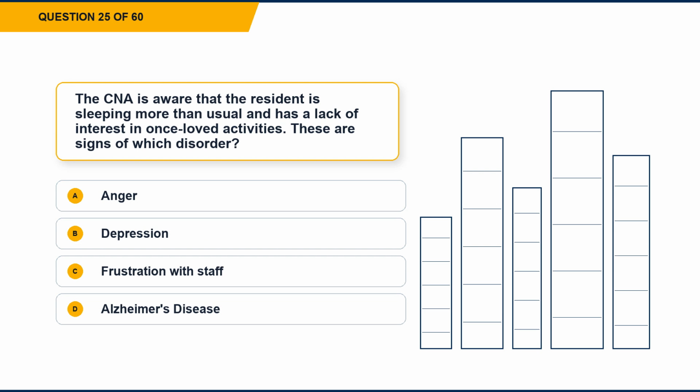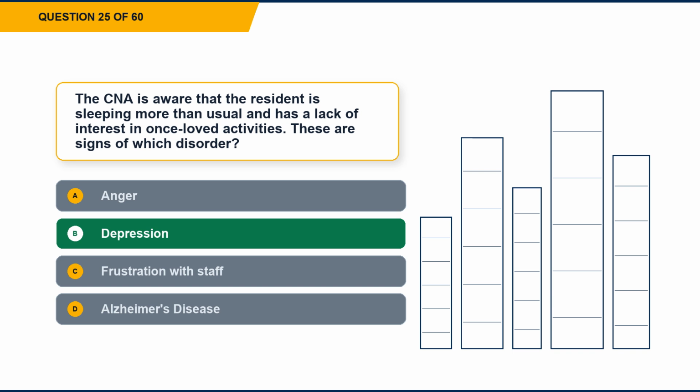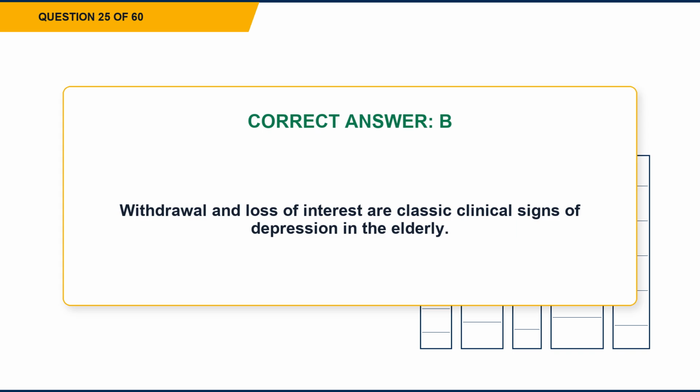Question 25. The CNA is aware that the resident is sleeping more than usual and has a lack of interest in once loved activities. These are signs of which disorder? Option A, anger. Option B, depression. Option C, frustration with staff. Option D, Alzheimer's disease. The correct answer is option B, depression. Explanation. Withdrawal and loss of interest are classic clinical signs of depression in the elderly.